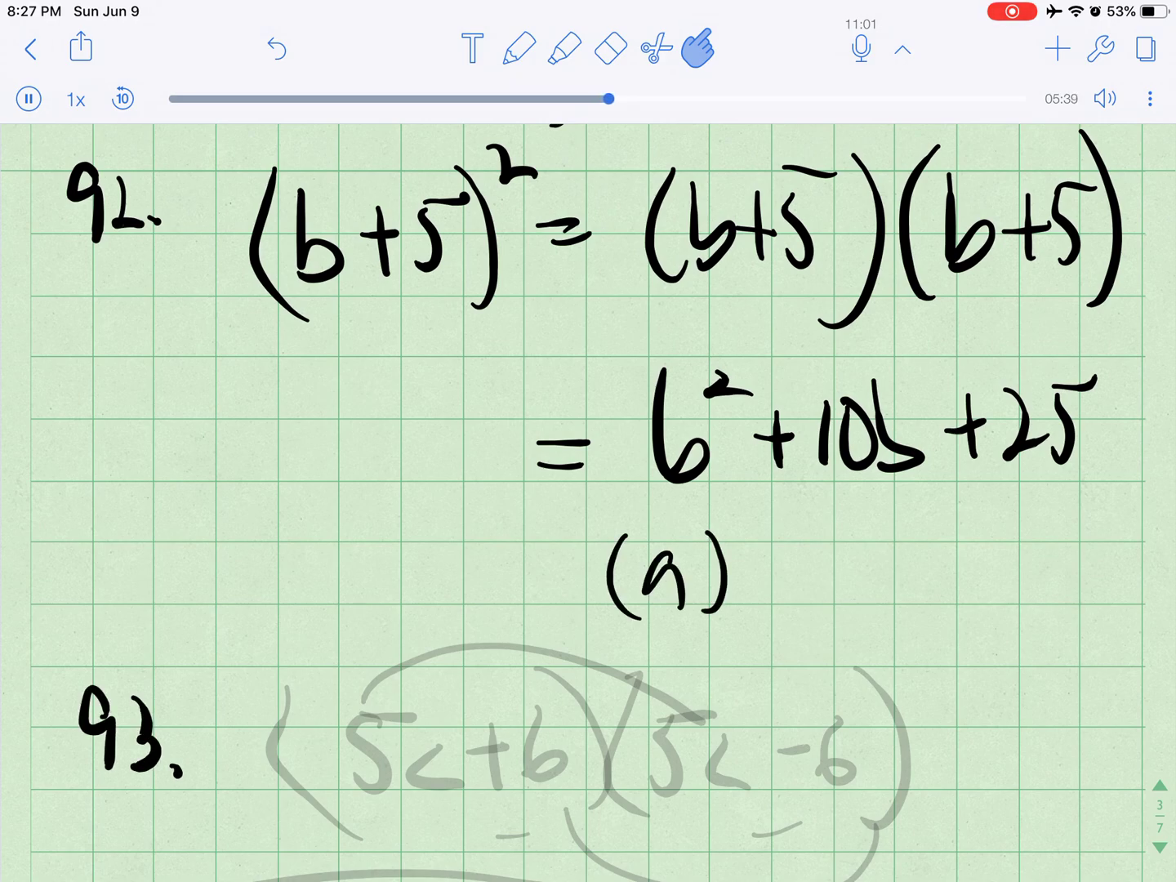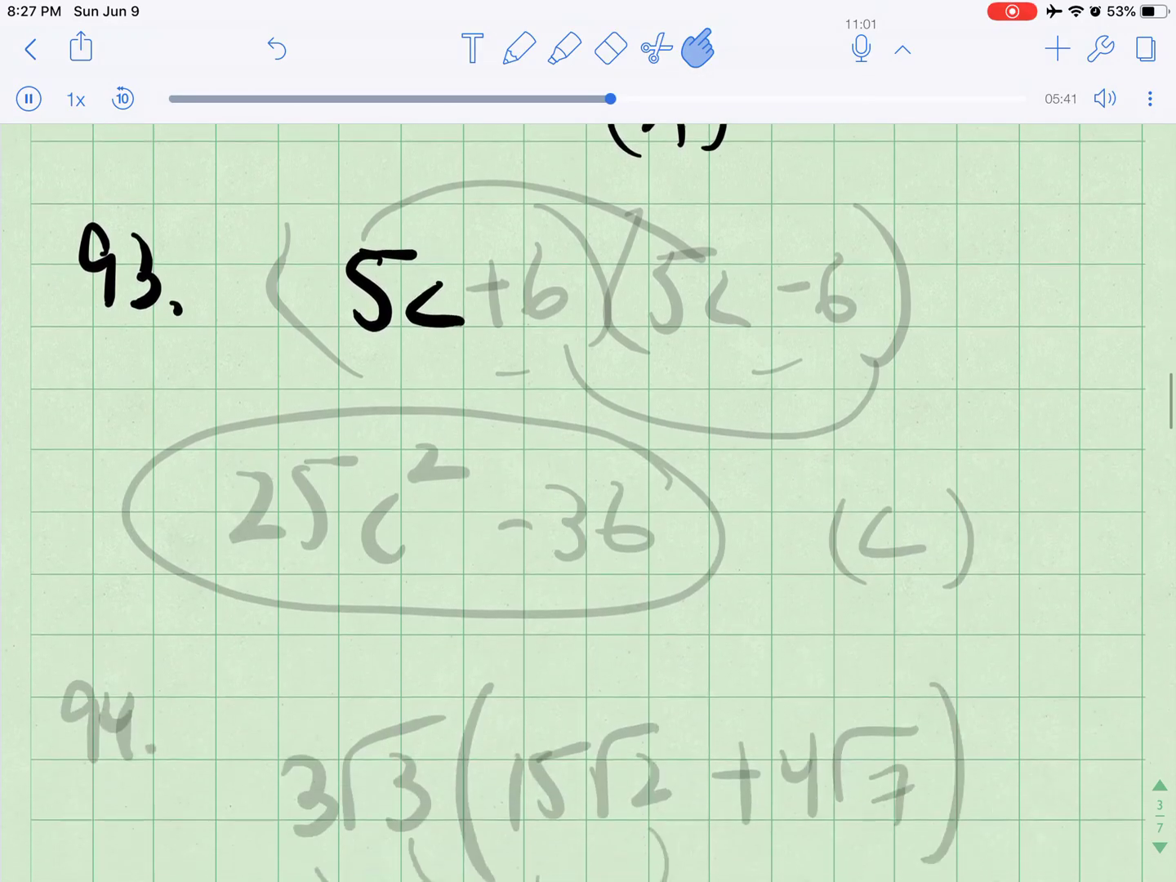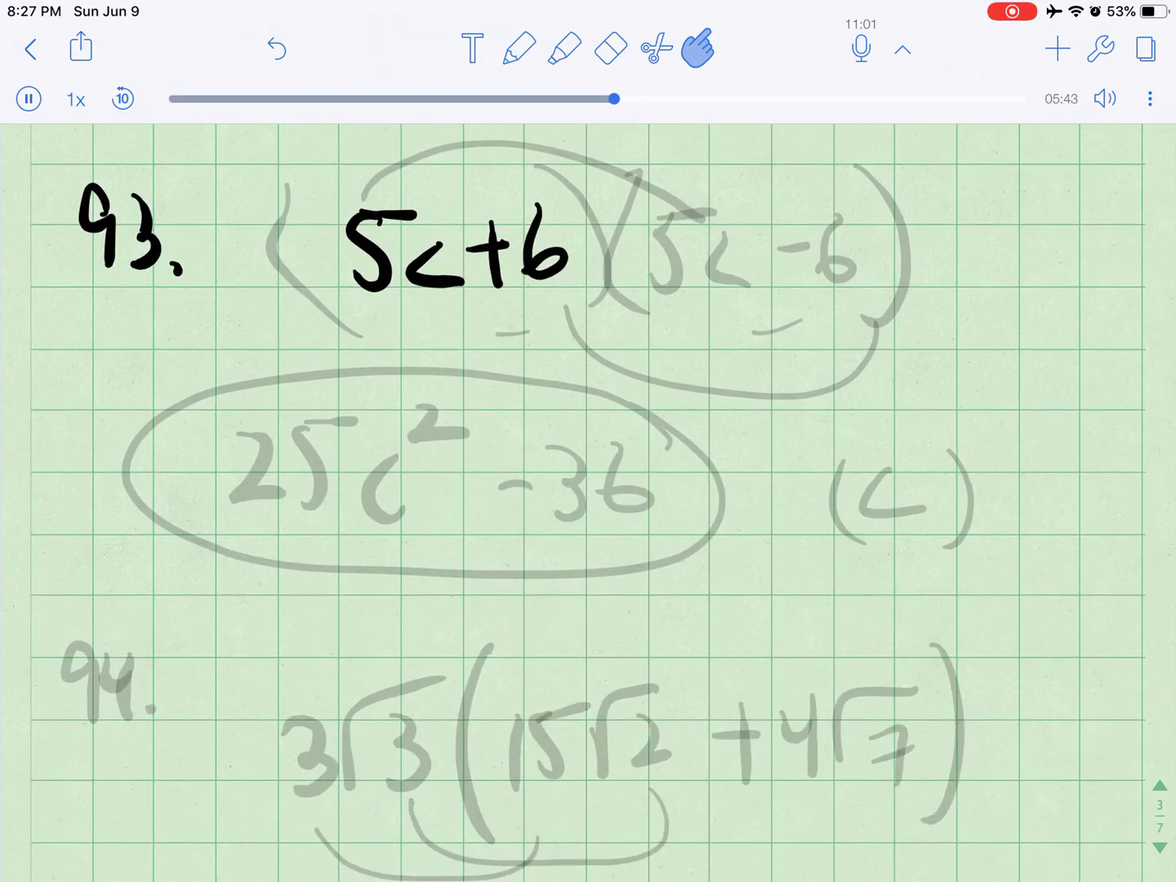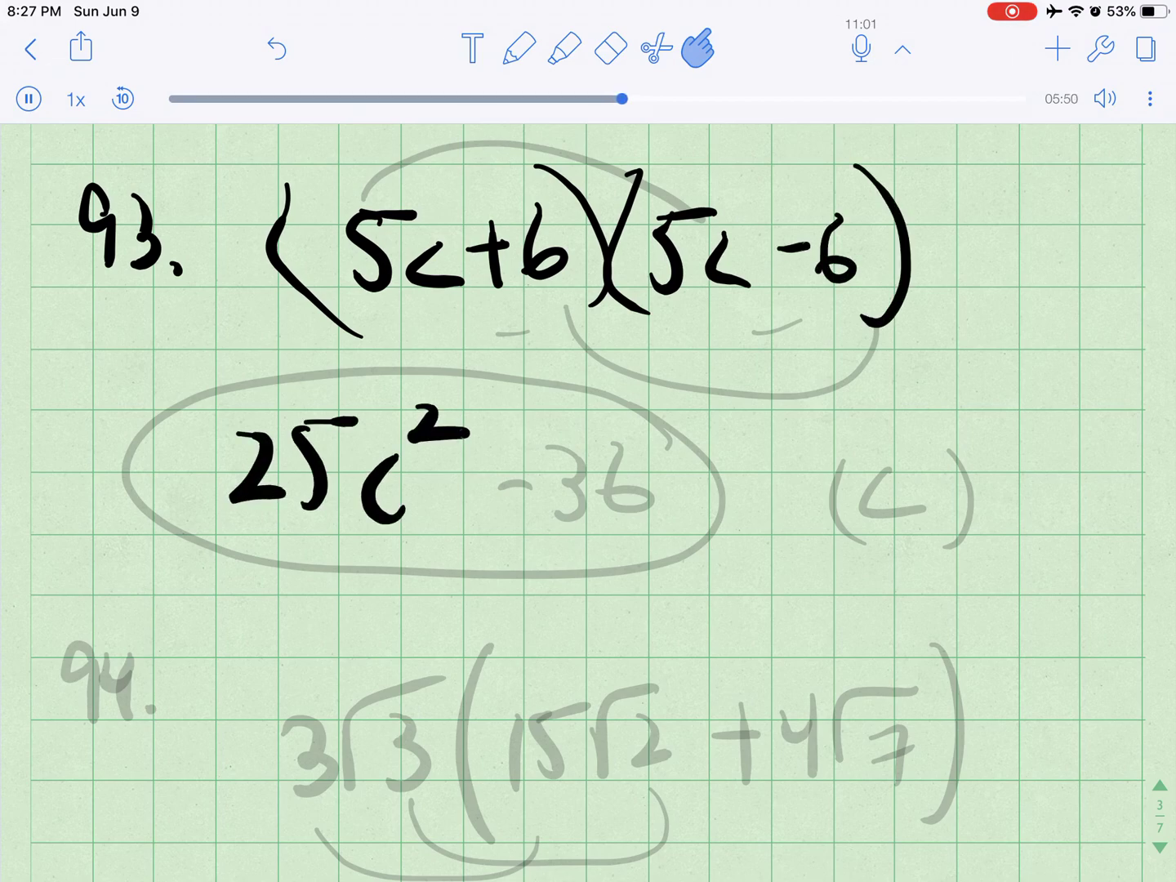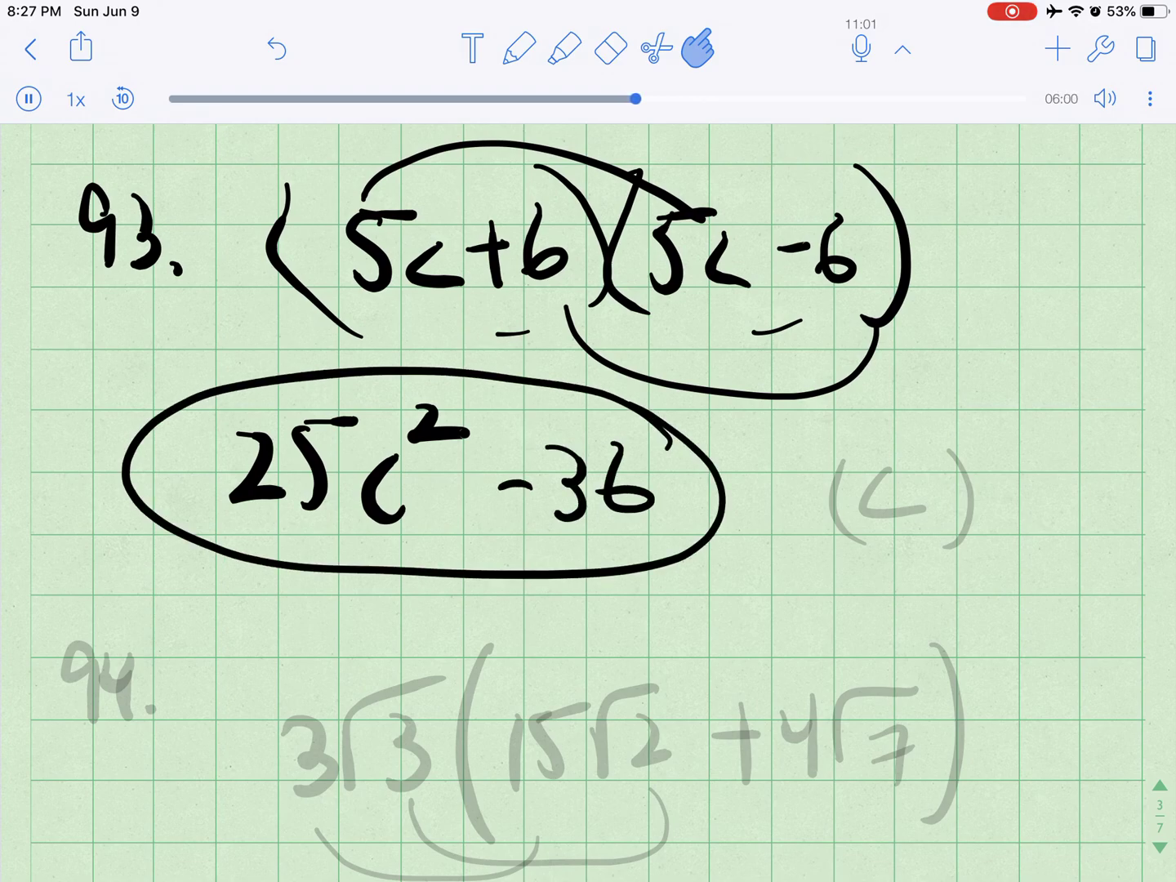93. 5c plus 6 times 5c minus 6. This is 25c squared, the first two, and just do the last two because this is a plus and a minus. The inner is going to cancel, so this is negative 36. 93 is C, choice C.